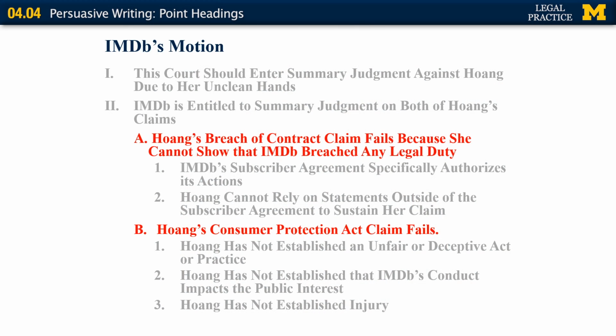Okay, so let's look at what IMDb does when it gets to that second major argument, when it tackles the two separate claims that the plaintiff raises in her complaint. For each of these arguments, IMDb first presents the major point and then has more subheadings to provide reasons why it should win that point. For that first argument, that the breach of contract claim fails because IMDb didn't breach any legal duty, there are two subsections: IMDb's subscriber agreement specifically authorizes its actions, and Huang can't rely on statements outside of the subscriber agreement to sustain her claims.